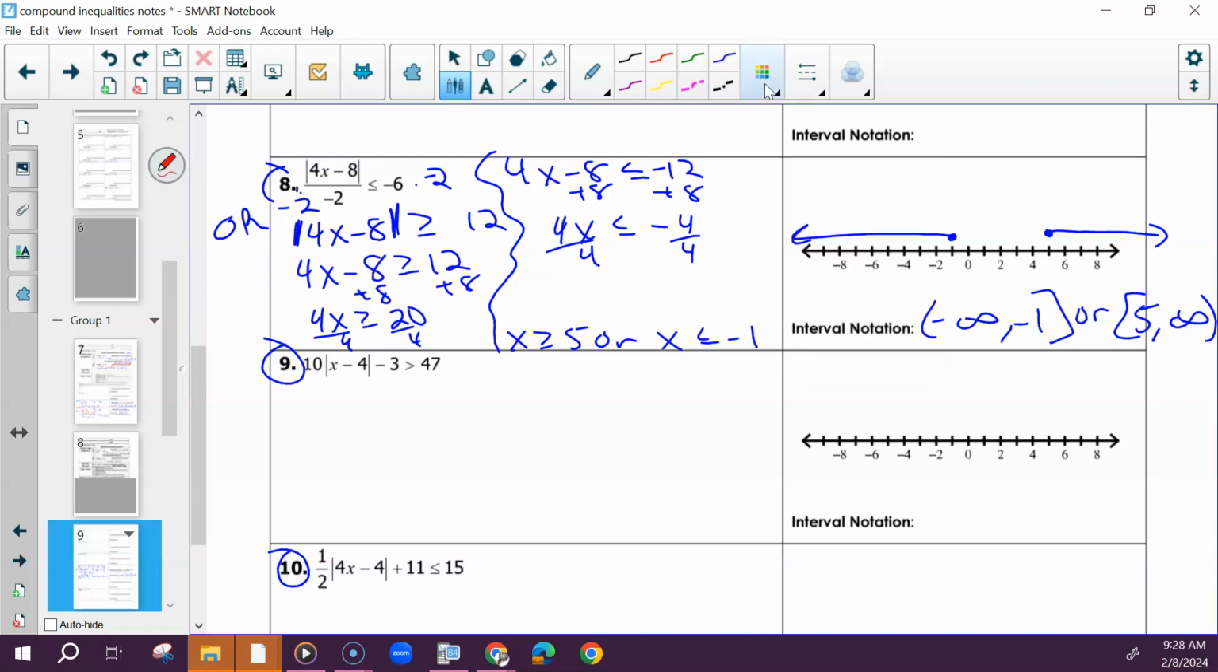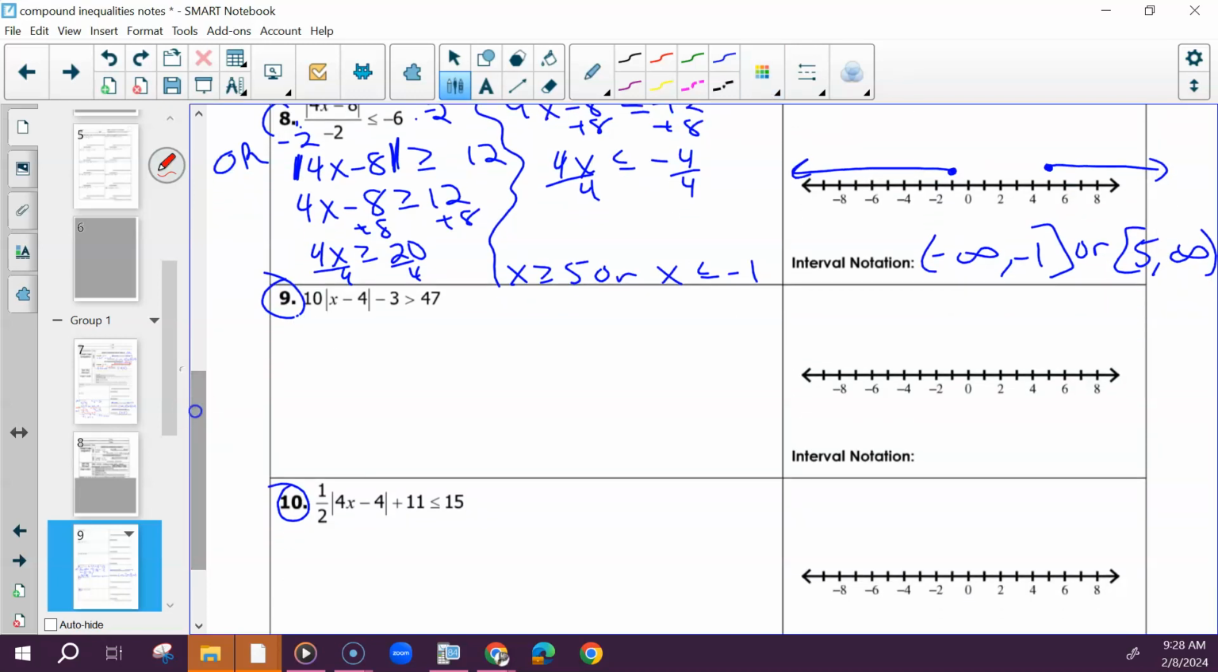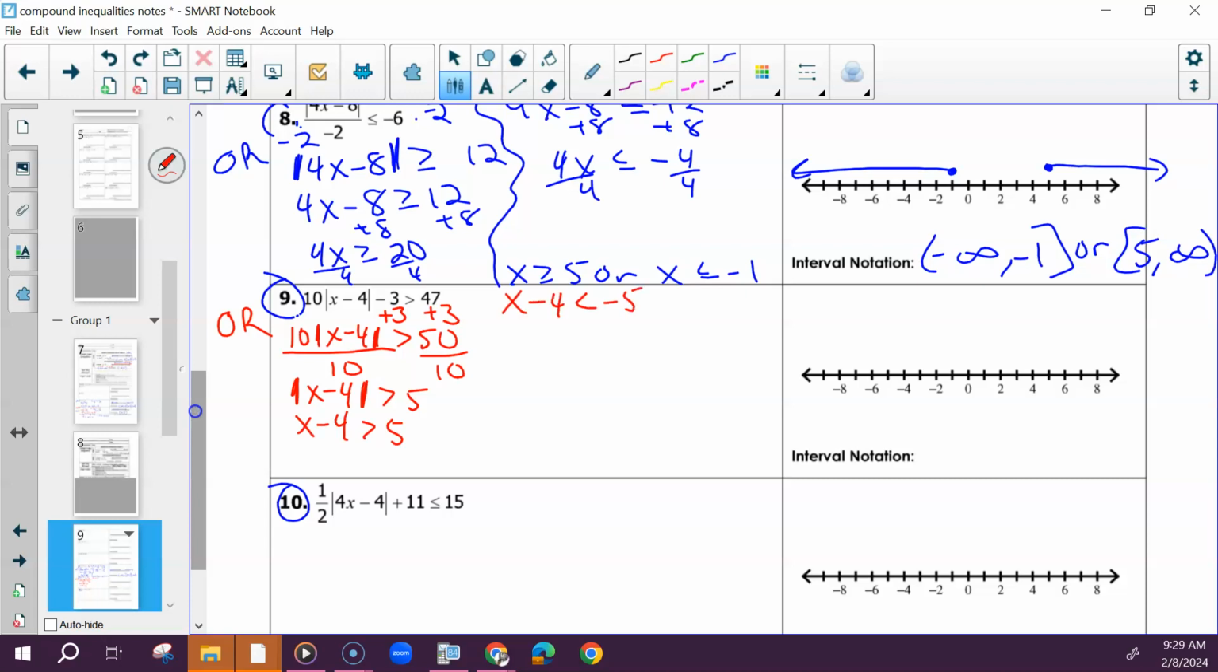So right now this looks like it's going to be an or, but let's isolate it first to make sure. Get rid of 3 by adding. And then get rid of 10 by dividing. The sign didn't change, so this is still an or. So then you can set up your 2 cases. x minus 4 is greater than 5, and x minus 4 is less than negative 5. So then our 2 inequalities should be x is greater than 9 or x is less than negative 1.